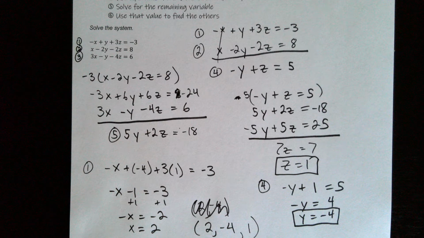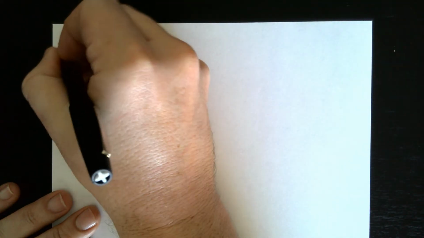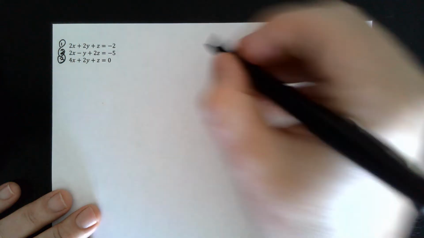Okay, the second problem that we're going to do, which will be the last one, is this one. So we're going to label these three equations 1, 2, and 3. It looks like maybe the x for equation 1 and 2, all we have to do is make one of them be multiplied by negative 1 and then they're opposites.